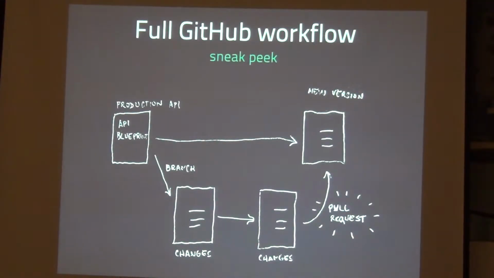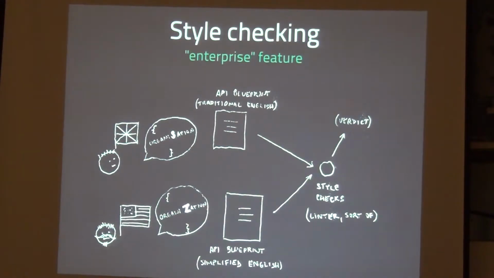We have a full GitHub workflow, or we don't have it yet. It's also a sneak peek of what we're preparing. You could have one blueprint, like a production blueprint, branch from it, and have a development blueprint, then merge branches and send pull requests, and it will be highly integrated with GitHub or whatever else you would want. And we have a sort of enterprise feature of style checking for companies who have 100 APIs. They want their APIs to be consistent, and this is a sort of linter which allows you to check whether the APIs are consistent.